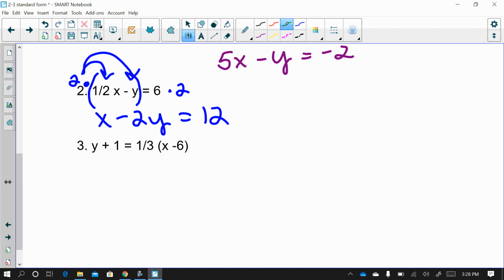Our third example: y plus 1 equals 1/3 x minus 6. Notice this is in point-slope form. Again, I need to get it to standard form. So the first thing I would probably do is change it to slope-intercept and then go to standard form. So first thing, distribute here: y plus 1 equals 1/3 x minus 2. Now let's get y by itself. Subtract the 1 here.